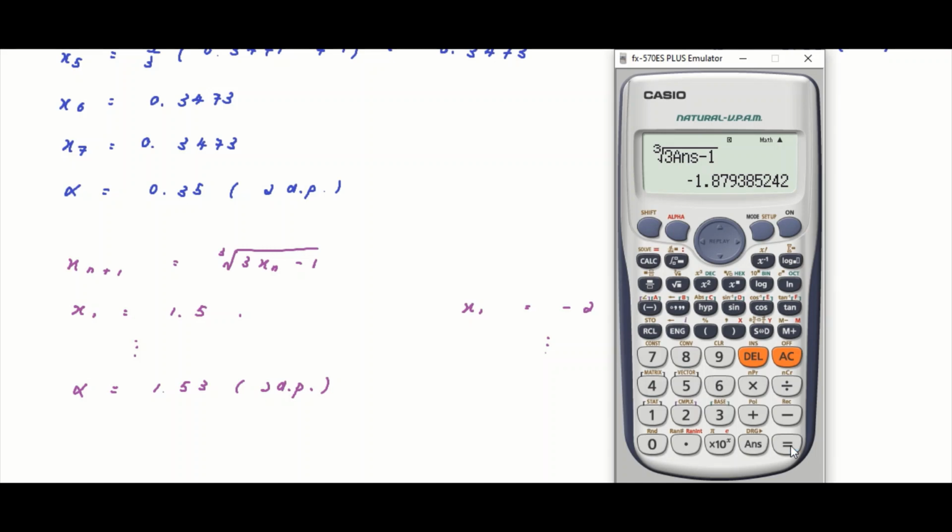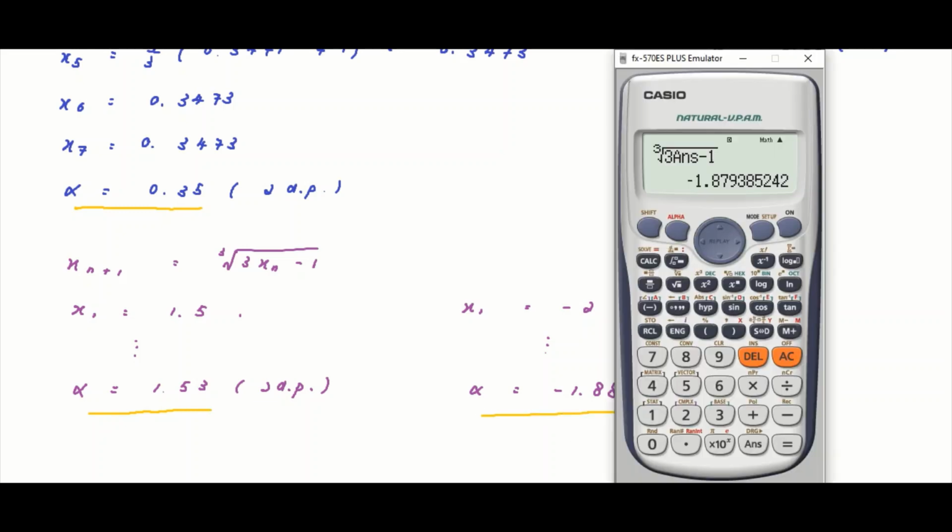As you see, as you press, you can realize that all these numbers converge to the same number, which is -1.88. So your next alpha should be -1.88. Okay, so now we have our three roots here. The first one is alpha equals 0.35, alpha equals 1.53, and alpha equals -1.88.